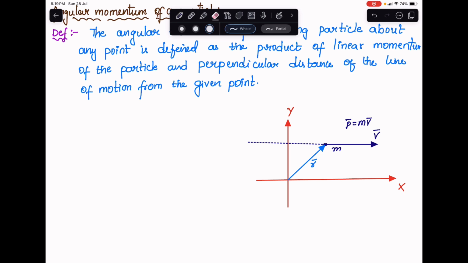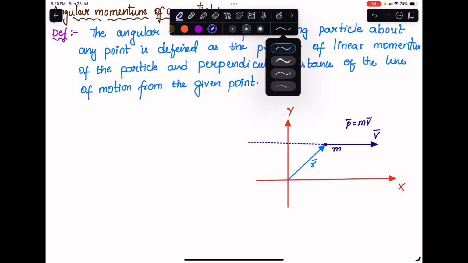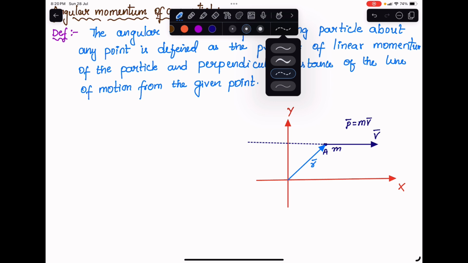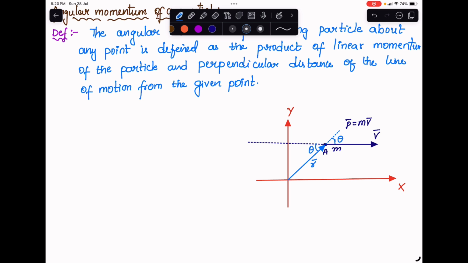At a particular point, I am considering the position of that particle. Let me say it is A for the time being, for you to understand clearly. Now this position vector is making an angle. Assume that the position vector is making an angle with the motion of the particle. Motion of the particle means its momentum. So say this angle, for the time being, I'd like to consider as theta. From your geometry you already know this is also going to be theta.